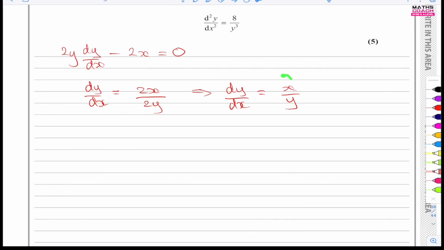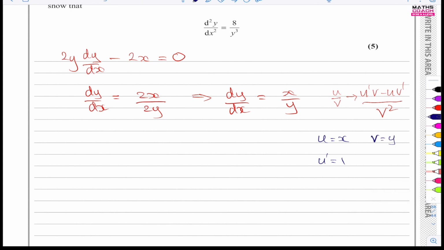Now we can just use the quotient rule and differentiate x over y. So again, look up the formula for the quotient rule. The derivative of u over v is u dash v minus u v dash, over v squared. So here u is equal to x, so u dash equals 1, and v equals y. So what's v dash equal to? dy/dx. Now, when you differentiate the left-hand side, the left-hand side is already dy/dx. So when we differentiate the second time, this will become d2y by dx squared. And on the right side, we're just going to apply the quotient rule.